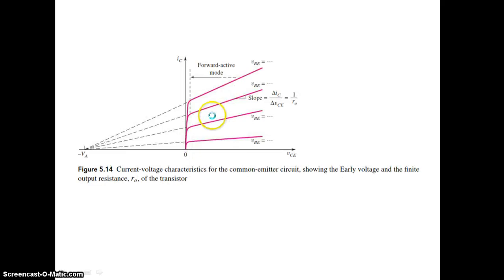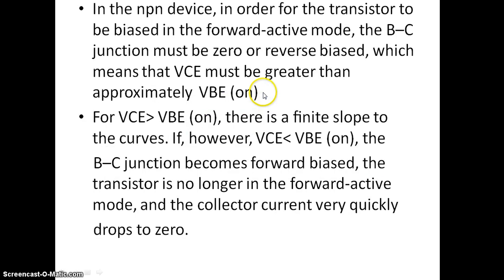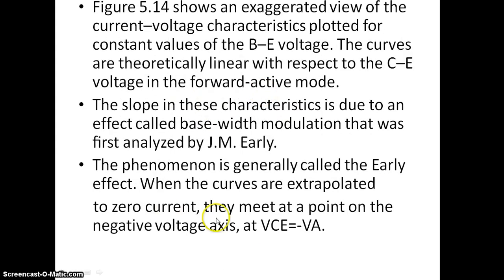So this is the slope. There exists a slope in these characteristics; it is not a straight line. The slope in these characteristics is due to an effect called base width modulation that was first analyzed by J.M. Early, and this phenomenon is called the Early effect.